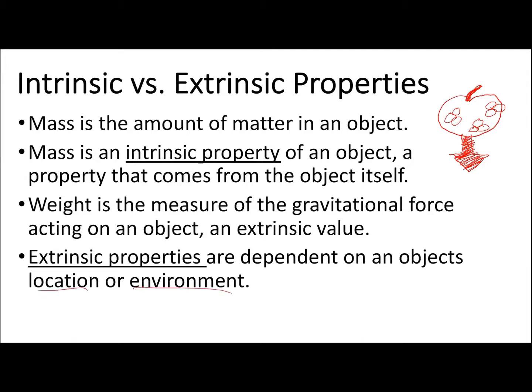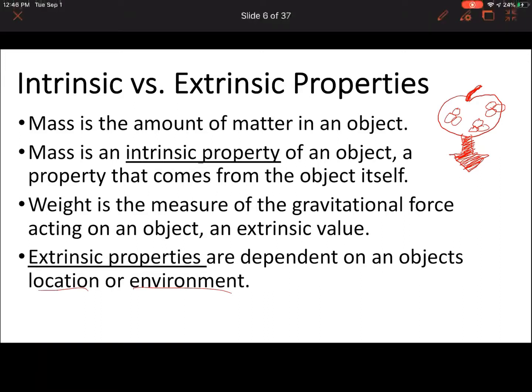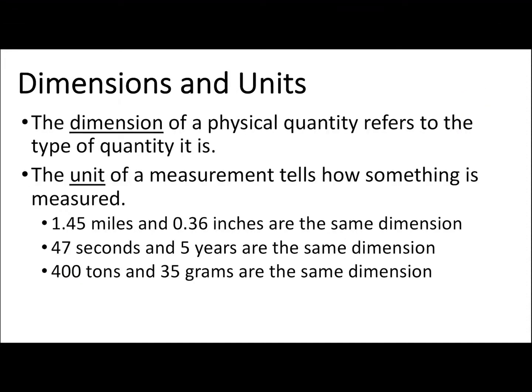So an extrinsic property depends on the location or the environment in which something is. If I bring this apple to the moon, it's going to weigh significantly less because the moon does not pull down as hard as the Earth does. So, intrinsic properties versus extrinsic properties. These are different kinds of properties we can measure for objects.